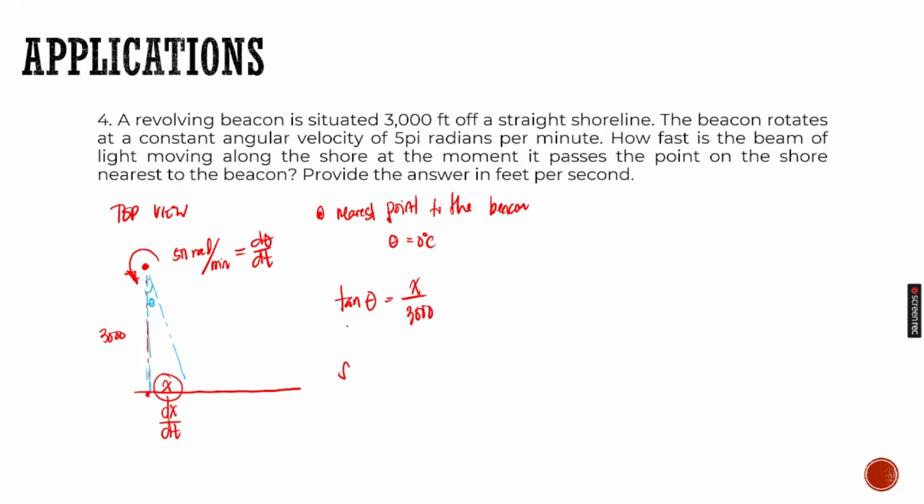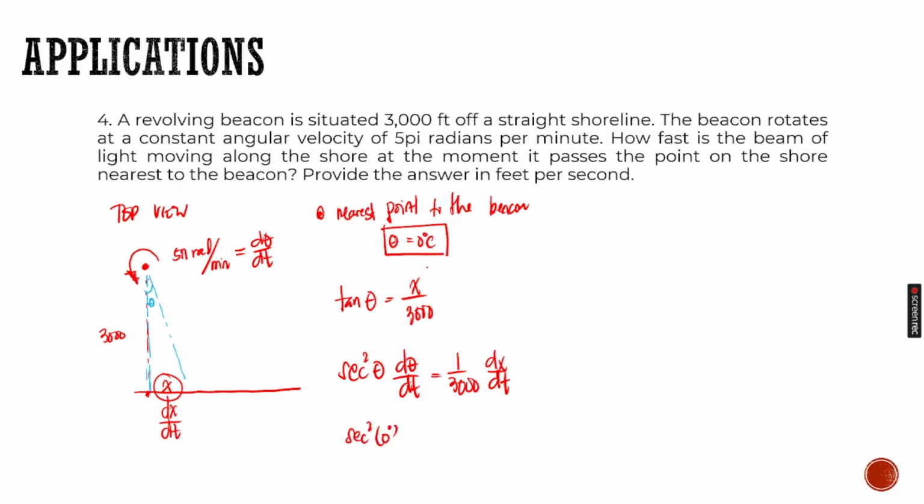So we have here the derivative of tangent theta, as you all know, secant squared theta d theta over dt. And that is equal to the derivative of x with respect to time, that is 1 over 3,000. Let's set that aside. Then we have here dx over dt. Since your angle at the nearest point is 0 degrees, therefore this will be just equal to 0 degrees.